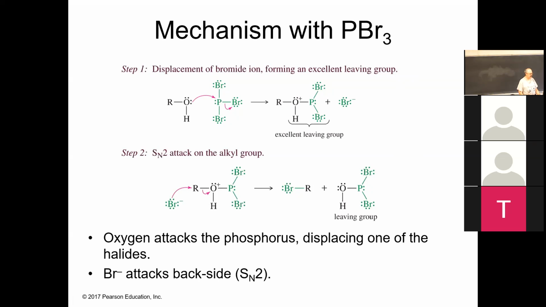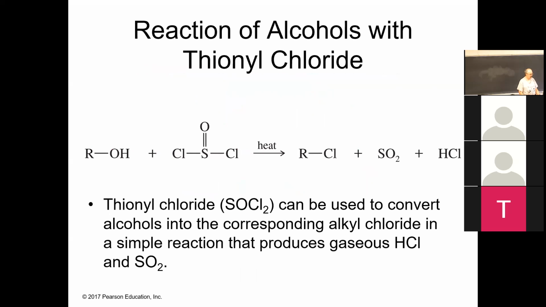Okay, the stoichiometry is 3 alcohols to 1 PBr3. Thionyl chloride also works well to convert alcohols to alkyl chlorides. Byproducts, as I mentioned, were gases that can easily be removed.